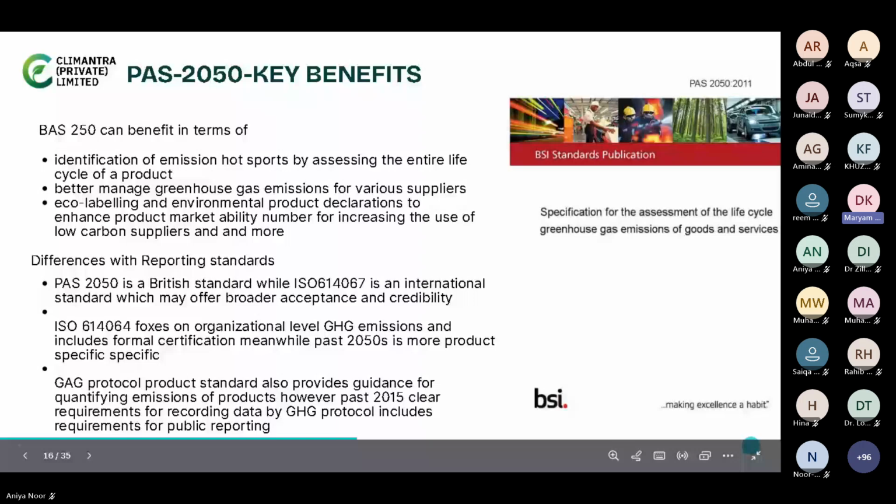And differences. What are the major differences with other reporting standards? PAS is basically a British standard, while ISO is an international standard, which may offer broader acceptance and credibility. ISO 14064, not 61, focuses on organization level GHG emissions and includes formal certification. The GHG Protocol product standard also provides guidance for quantifying emissions of products. However, the previous ones clearly require recording of data, while the GHG Protocol includes requirements for public reporting. So, there are key differences, not major ones. Next, please.